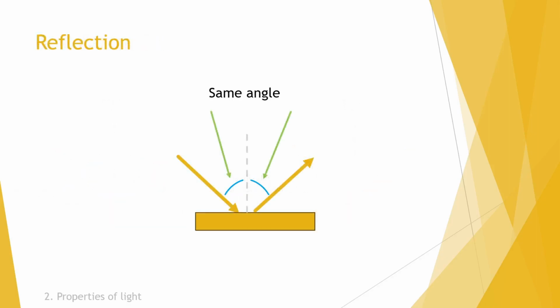So now that you understand the basics of what goes into light, let's look at the basics of what happens when light hits a surface like a mirror. There are two basic concepts, reflection and refraction.